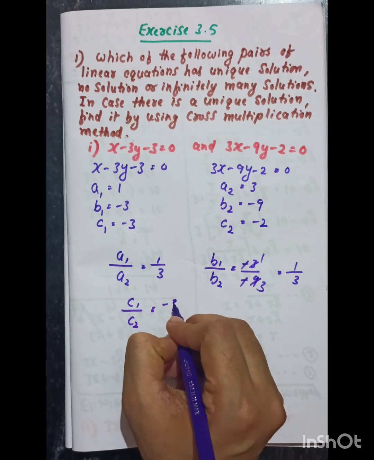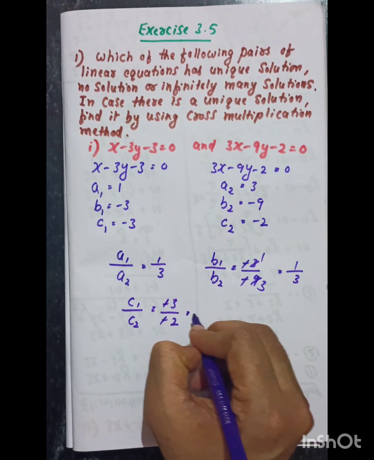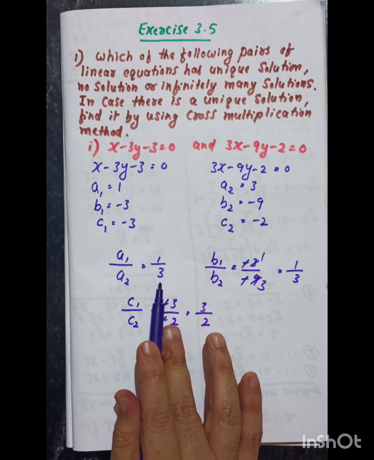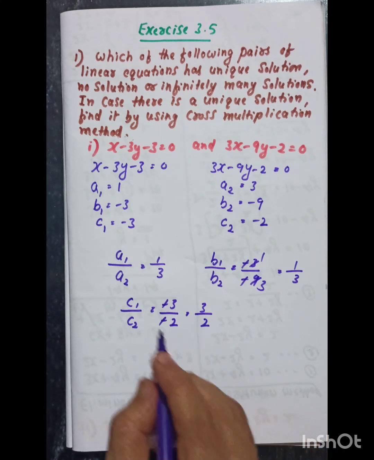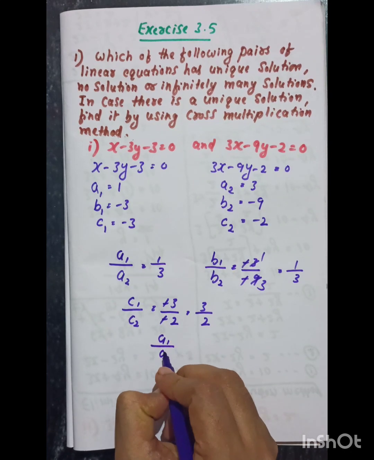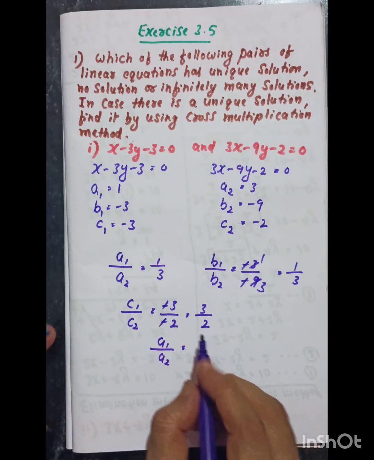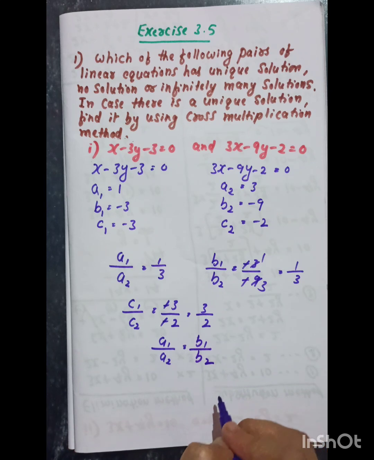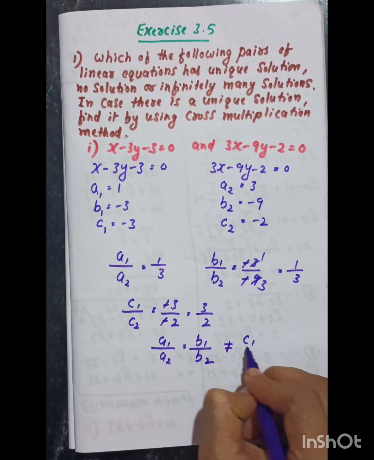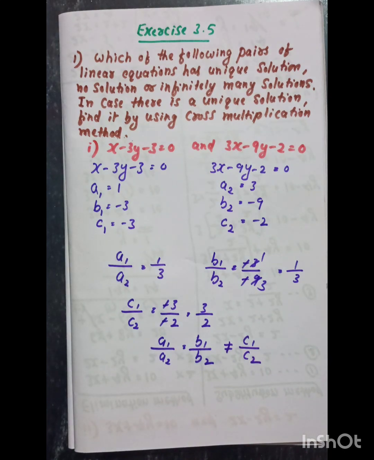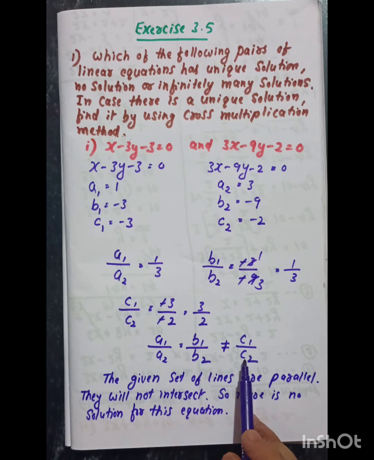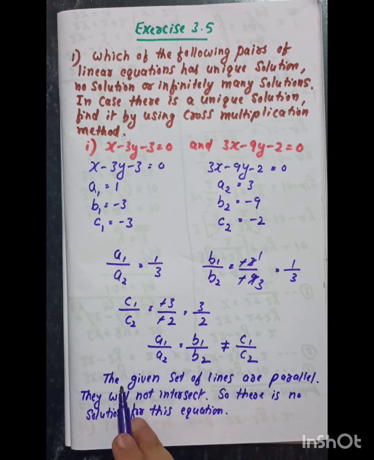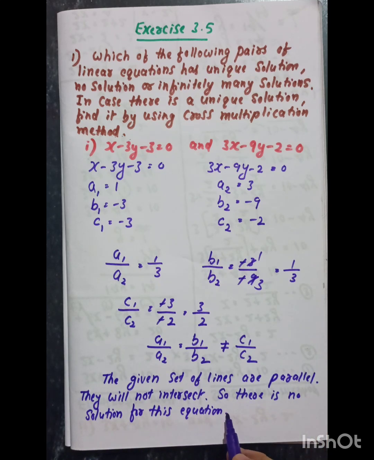C1 by C2, what is C1? Minus 3 by minus 2. Minus minus get cancelled, here 3 by 2. It means A1 by A2 is 1 by 3, B1 by B2 is 1 by 3, but C1 by C2 got a different value, that is 3 by 2. It means we can write a1 by a2 is equal to b1 by b2 but does not equal to c1 by c2, right? As I explained earlier, if we get the equation like this, the given set of lines are parallel, they will not intersect. So there is no solution for this equation. This is the answer.